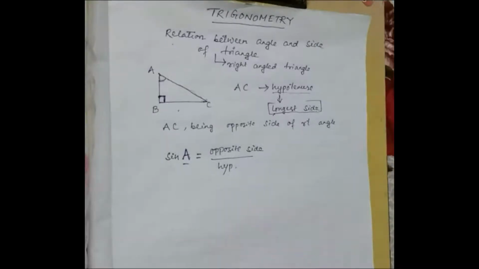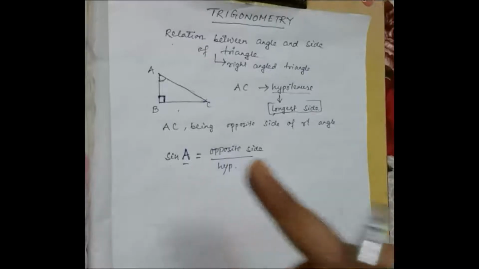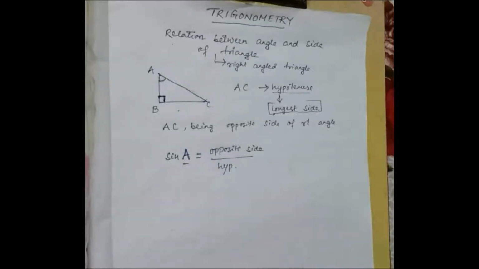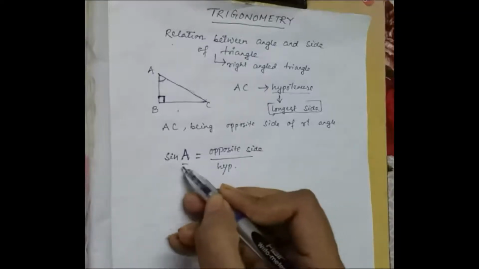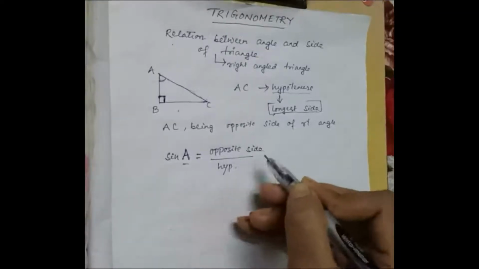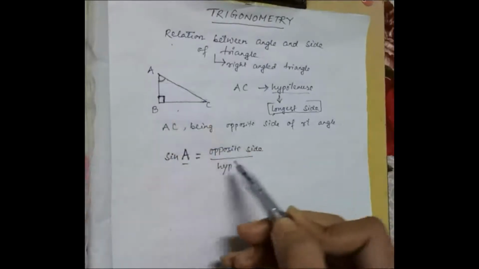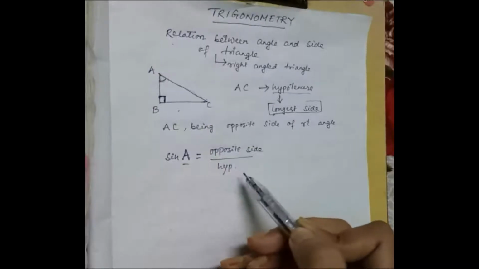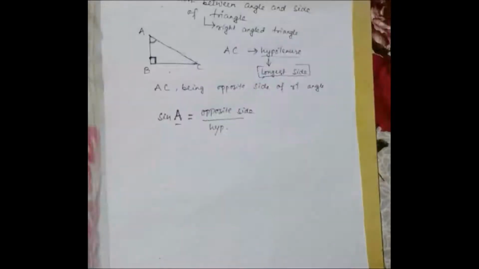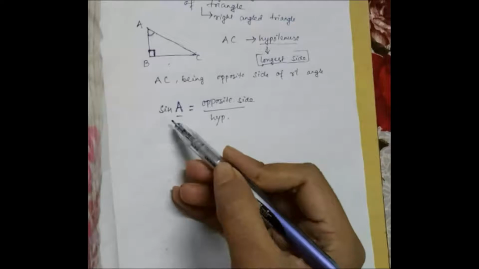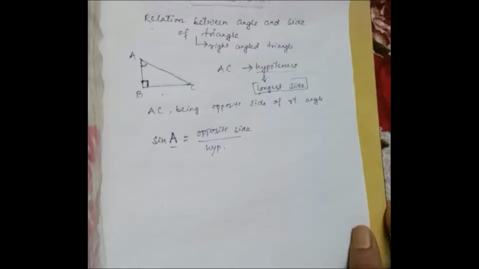Now why is it opposite side by hypotenuse? Why not any other definition? There is no such answer to these questions. Simply this is the definition of sine A, and that's what I am writing. So sine of angle A is equal to opposite side by hypotenuse. Now we have considered angle A, and by definition it is opposite side by hypotenuse. Okay, ignoring the background noises, we shall continue forward.